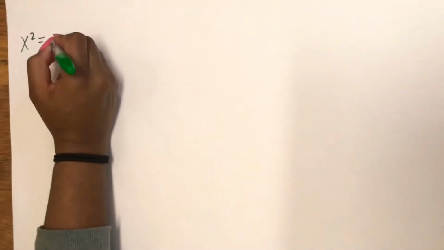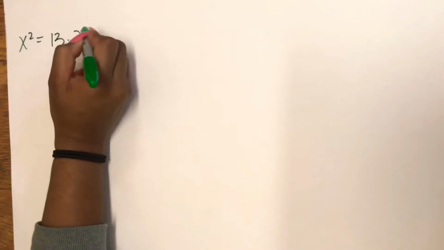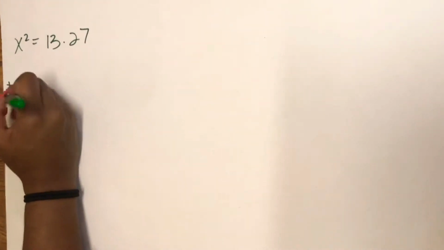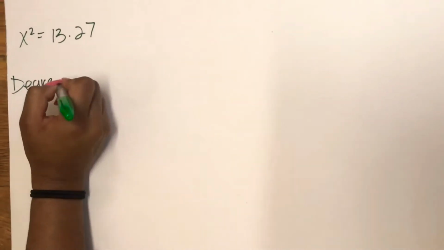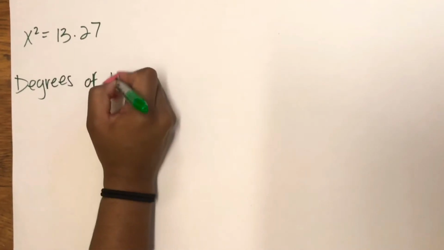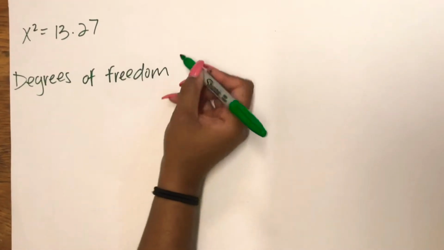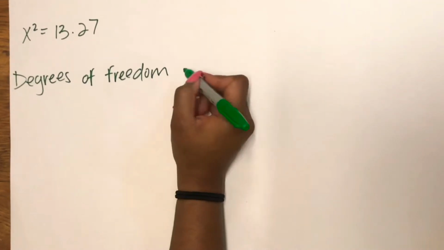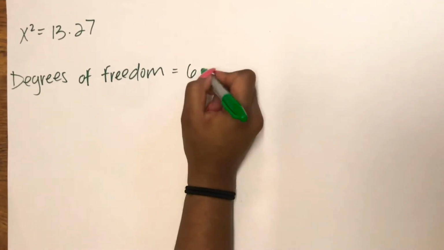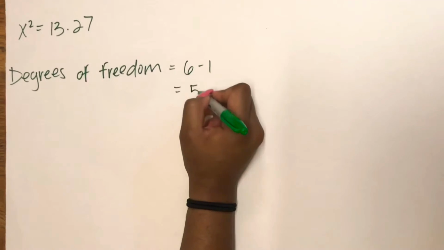So our chi-squared total was 13.27. Our degrees of freedom, since we have 6 colors of M&Ms, we have to subtract 1 to find our degrees of freedom. So 6 minus 1, and then we'll get 5.